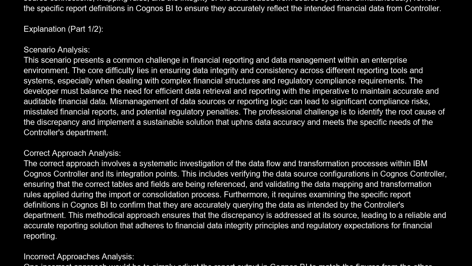Incorrect approaches analysis. One incorrect approach would be to simply adjust the report output in Cognos BI to match the figures from the other system without investigating the underlying data discrepancy. This is professionally unacceptable because it masks a potential data integrity issue within Cognos Controller or its data sources.